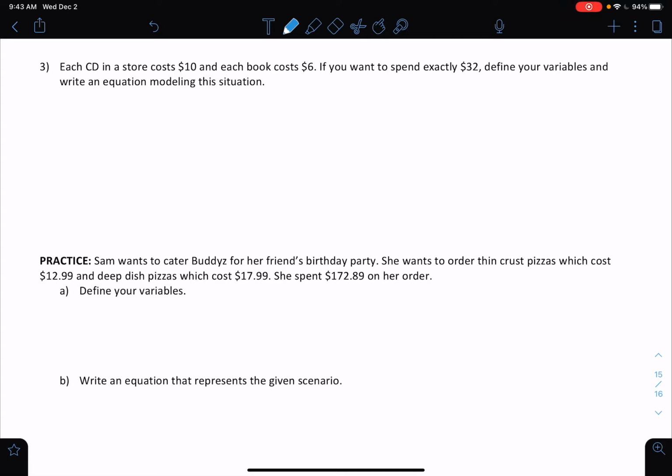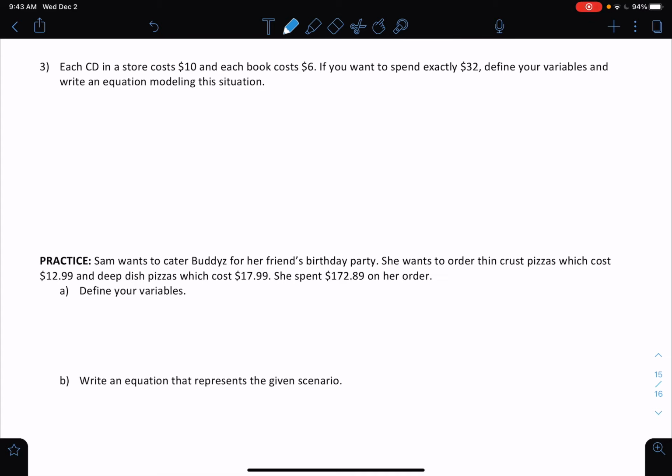So in our last application problem, we have that each CD in a store costs $10, each book costs $6. We want to spend exactly $32. Let's define our variables and write an equation to model this situation.